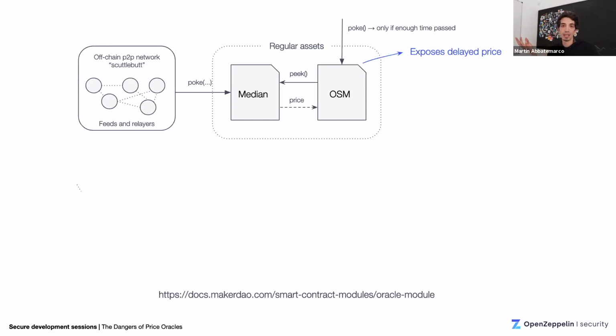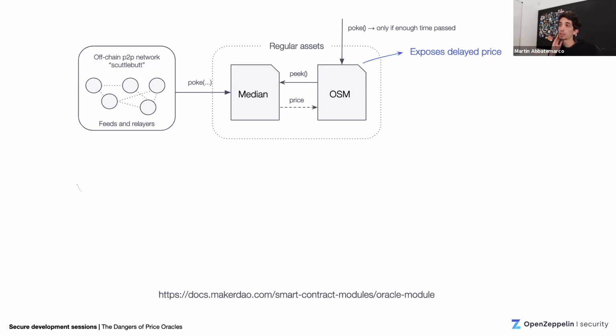Why does the OSM actually exist? Well, the OSM, anyone can call this poke function to update it. The OSM exposes delayed prices, and that means that if you query the OSM now, you will see that there are actually two prices, one which is the current one and one that is the price that is about to be set in an hour, for example. So that means that updates to the OSM price oracle will take at least an hour to be reflected in the OSM.